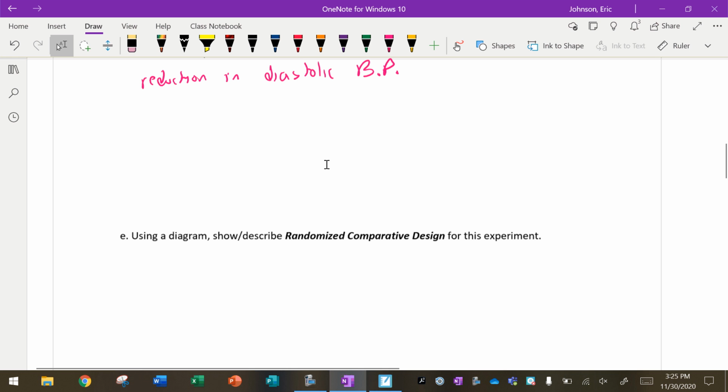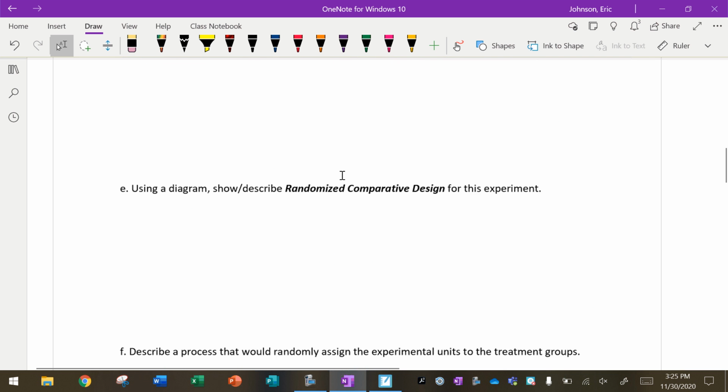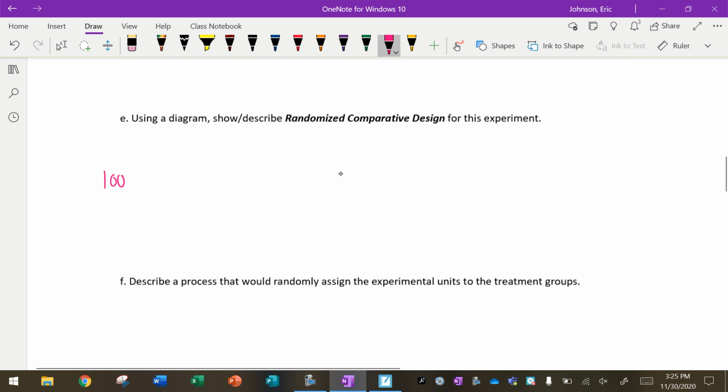Use a diagram to show or describe a randomized comparative design for this experiment. For this, we create a very basic diagram. We have 100 patients. Now the diagram does need to be detailed. Patients with high blood pressure. And for the sake of argument, let's say we're going to split them 50-50. You don't need to split them 50-50. If you're doing random assignment, there's no guarantee that you're going to get 50-50. You might get 48 and 52, 46 and 54, or 45 and 55.